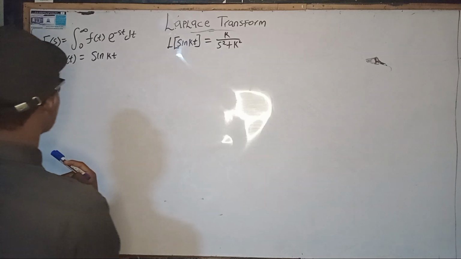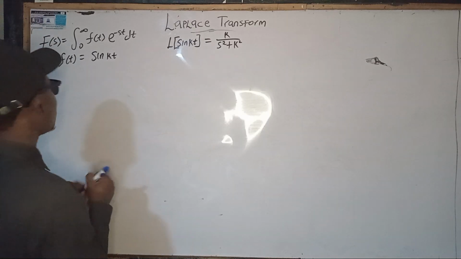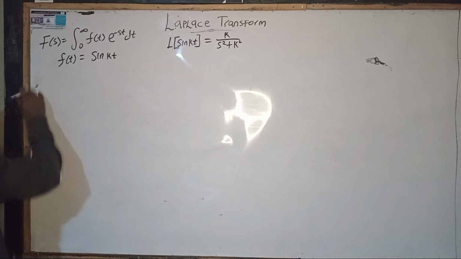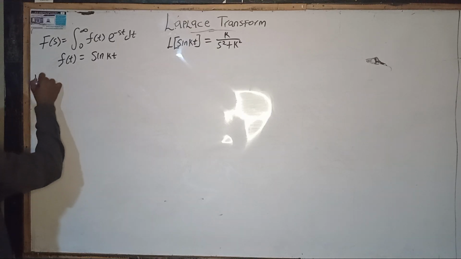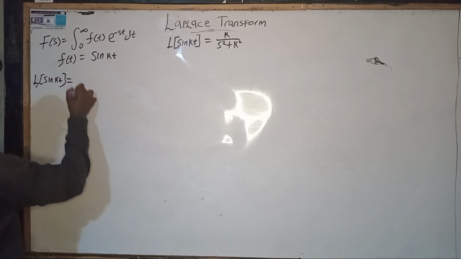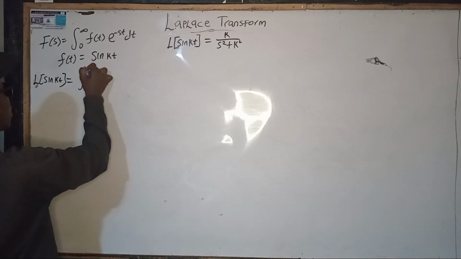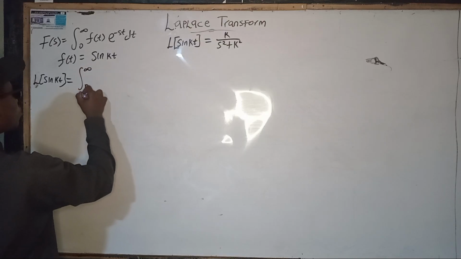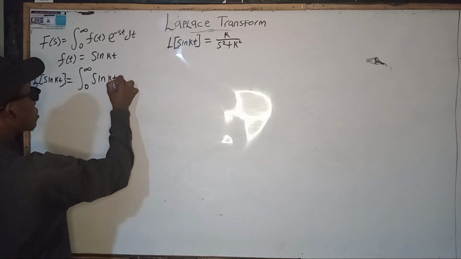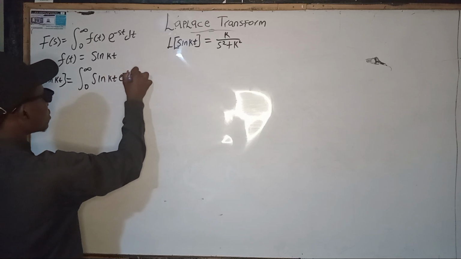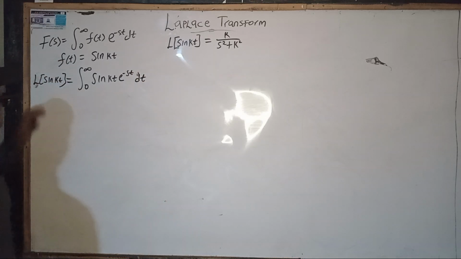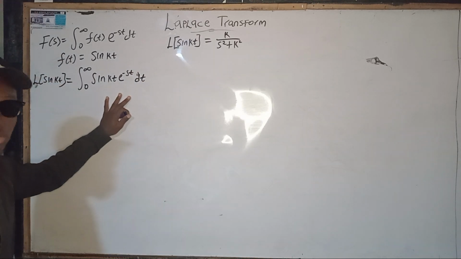Now we put it into our basic form. We have the Laplace transform of sine kt equals the integral from infinity to 0 of sine kt e raised to the power minus st dt. So the Laplace of sine kt is equal to this, right?